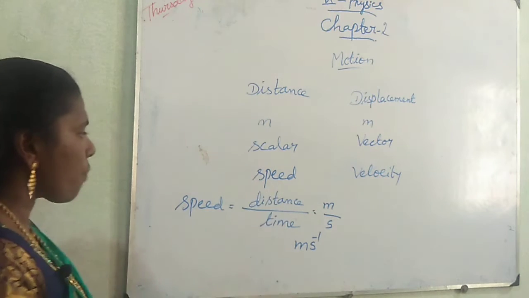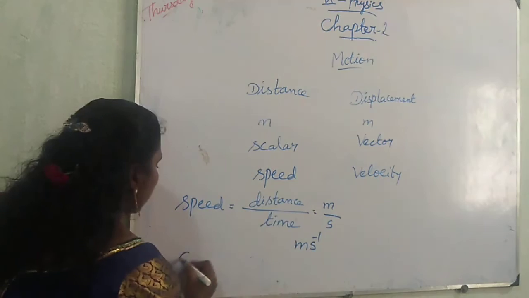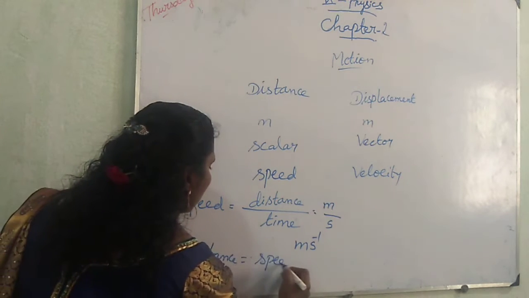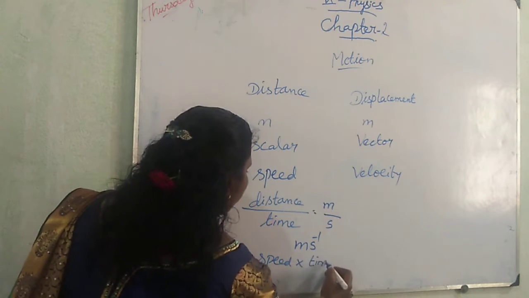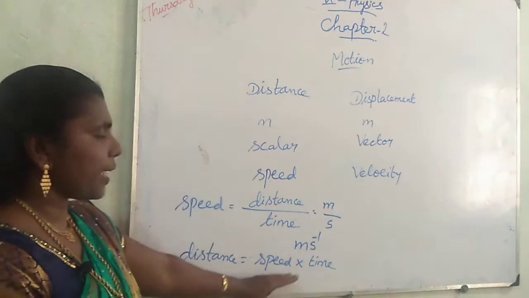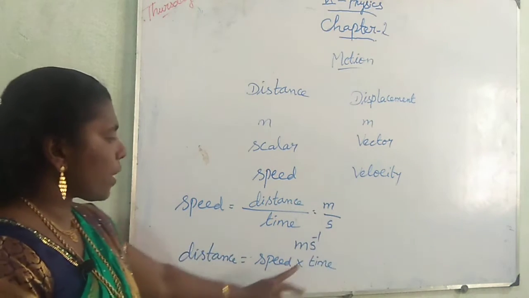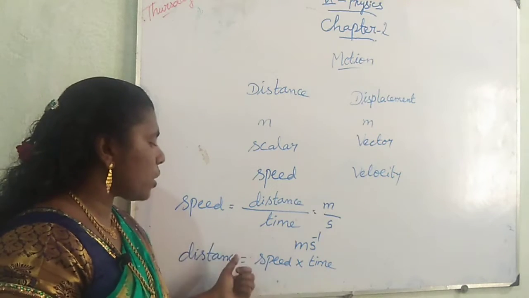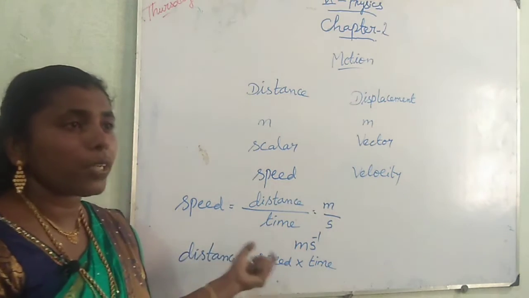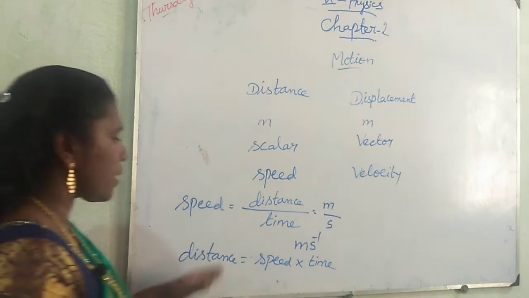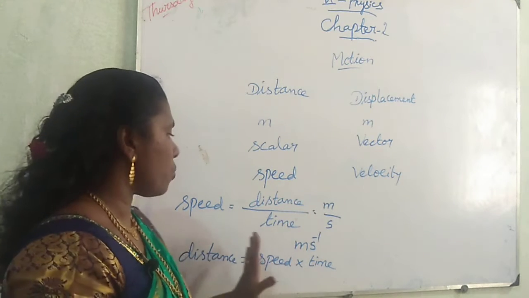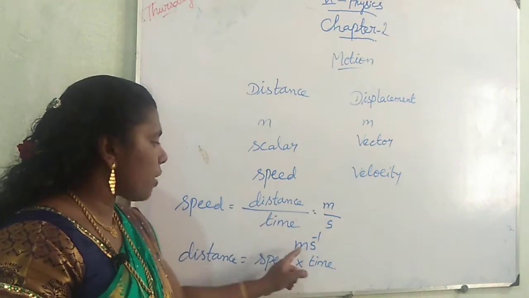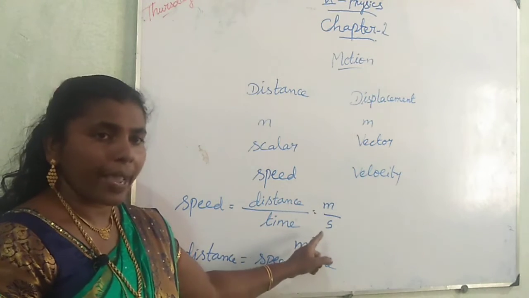Through this formula we have to find, suppose in a problem speed is given, time is also given, and you have to find the distance. How do we rearrange this formula? Distance equals speed into time. So speed is given, time is given, you have to find the distance. Then just multiply and you get the answer. Which unit do you write? The distance unit. What is the unit of distance? Meter. So the speed formula is distance divided by time, and the unit of speed is meter second power minus 1.